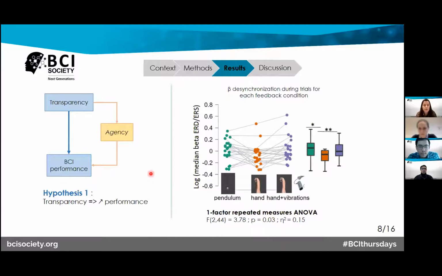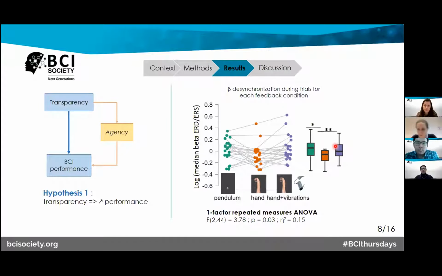So this is our first result. Did transparency impact the performance? You can see we reported the performance here on the left. If the value is negative, that means there was a desynchronization, so this is a good thing. And if it's positive, that means there was a synchronization. So you can see that for the transparent feedback, which was the hand, there was a better BCI performance than with the pendulum. However, in the third condition with the vibrations, the BCI performance wasn't improved by adding the motor illusion vibrations.